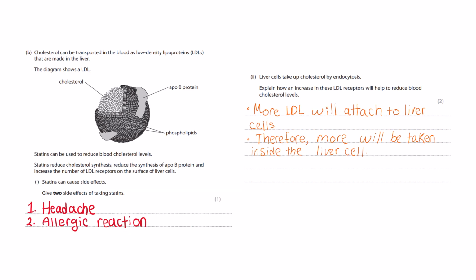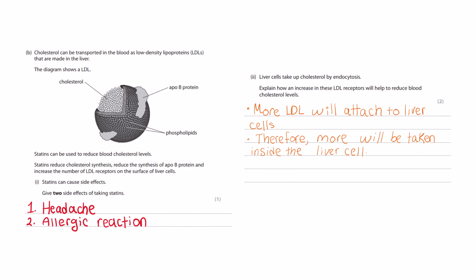Cholesterol can be transported in the blood as low-density lipoproteins, LDLs, that are made in the liver. The diagram shows an LDL. We have cholesterol, ApoB protein, and phospholipids. Statins can be used to reduce blood cholesterol levels. Statins reduce cholesterol synthesis, reduce the synthesis of ApoB protein, and increase the number of LDL receptors on the surface of liver cells.